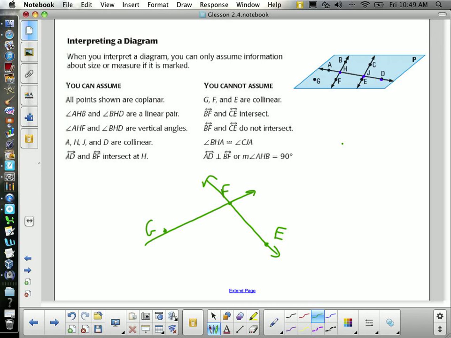Would G and E be on a line? Why? You said yes. Why? Yeah? Because any 2 points make a line. Yeah. It wasn't drawn in, but sure enough, it must be there. Do not assume that these 2 lines, BF and CE, are going to intersect at some point. If the point of intersection is not shown, it cannot necessarily be assumed. They might be parallel.